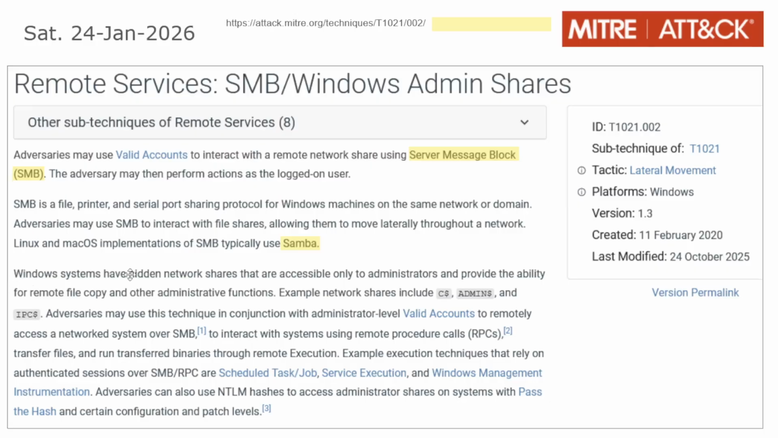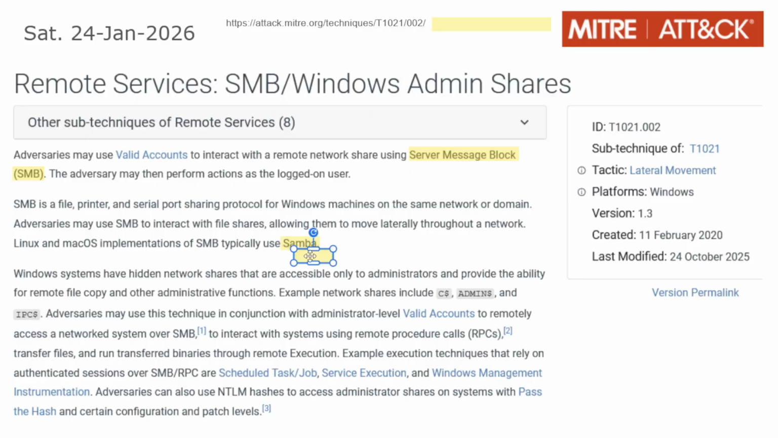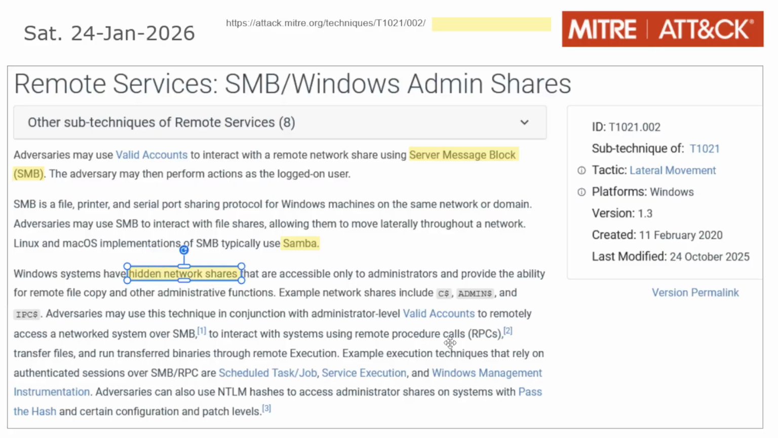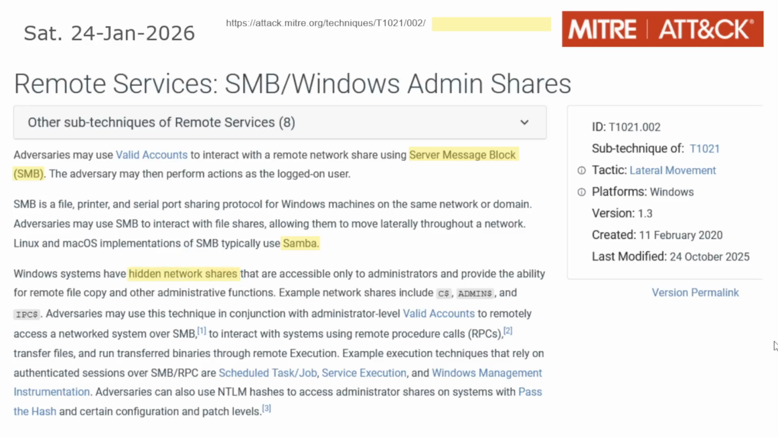Then Windows systems have hidden network shares that are accessible only to administrators and provide the ability for remote file copy and other administrative functions. That's interesting. So these hidden network shares are not hidden to the hacker. They are hidden to the regular user. They might be hidden to you guys trying to protect your company.